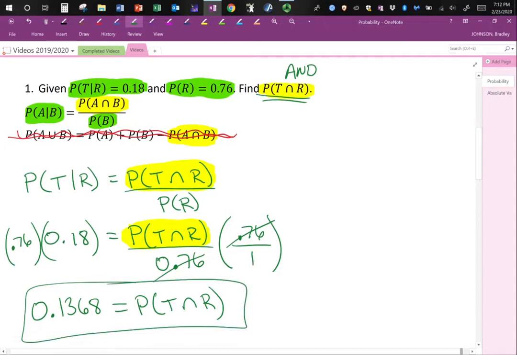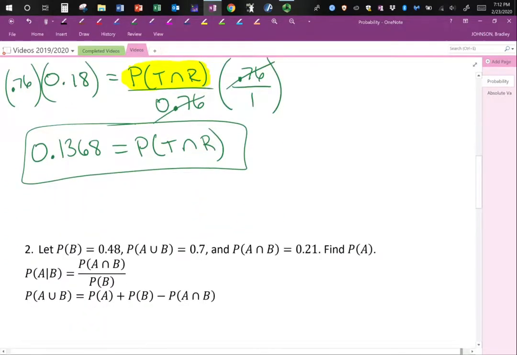So sometimes you have to manipulate and move and rearrange to find exactly what you're looking for. But the first step is to narrow down which formula you can actually use. Let's do this again in another problem.